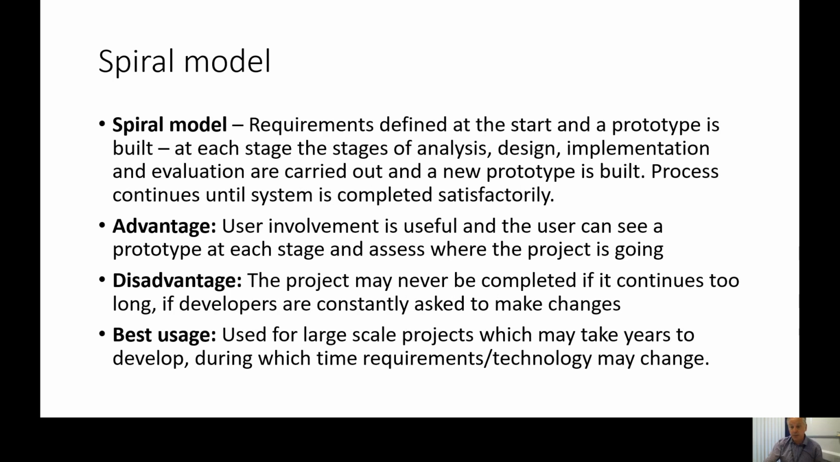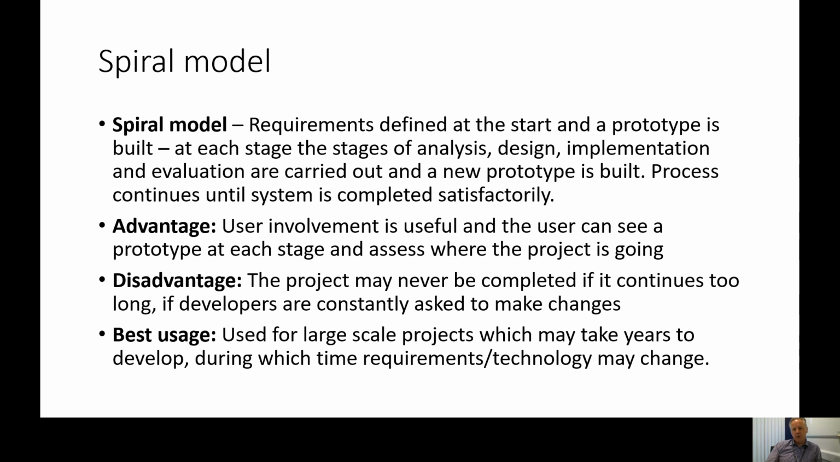Looking at the next one, the spiral model. In the spiral model, the requirements of the user are defined at the start and a prototype is built. At each stage, the stages of analysis, design, implementation and evaluation are carried out for each prototype that's built. So you analyse, you design, you implement, you evaluate each prototype as you build. The process continues until the full system is completed satisfactorily.